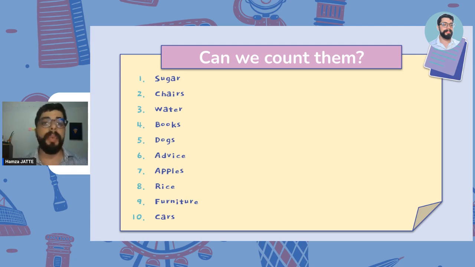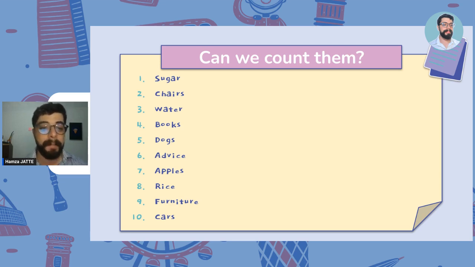So for the words that we can count, let's go through them one by one. For sugar, mostly it's a quantity. So we don't say I have 1 sugar, 2 sugars, 3 sugars. We can say I have 1 sugar cube, or a spoon, so we can count that. But the word sugar itself is something that we cannot count. Chairs, we can count them. Water, as we said before, we can't count that.